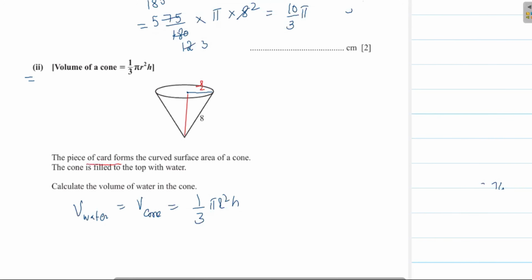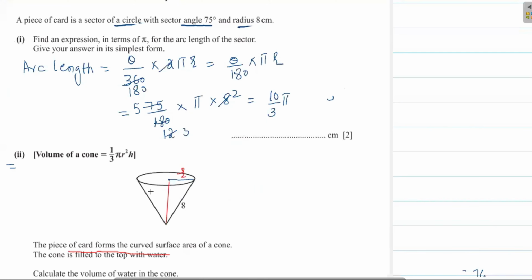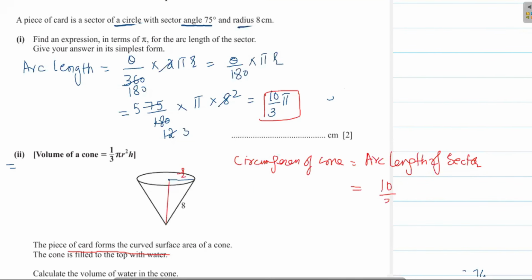You see here the piece of card forms the curved surface of the cone. This is the piece of the sector. The arc length of the sector is equal to the circumference of the cone. Now we can write it as the circumference of the cone equal to the arc length of the sector. We already found the arc length of the sector, which is 10/3 pi. Now the circumference of the cone is equal to 2 pi r. Therefore, pi will be cancelled. Then r will be equal to 10/3 divided by 2. We get 5/3. This is the radius of the cone.